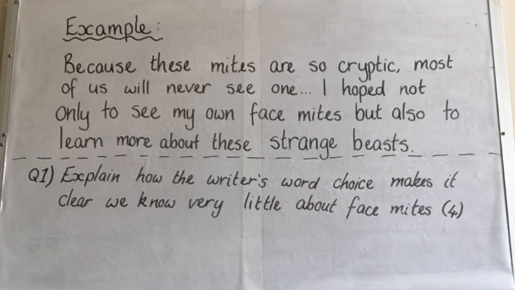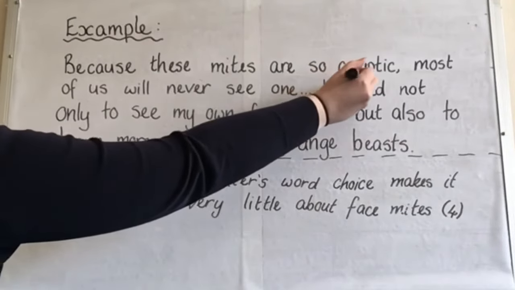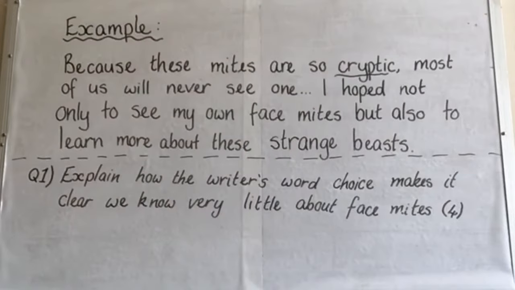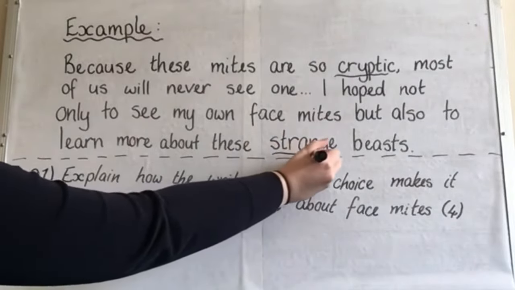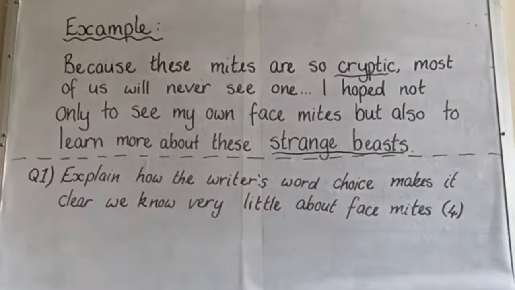With that in mind, have a look at the passage. Which words do you think would be good to pick? So remember, we're looking for 2 examples, so I would say cryptic would probably be the first one, and the second one would be strange beasts. Remember I said sometimes they look for 2 words together.